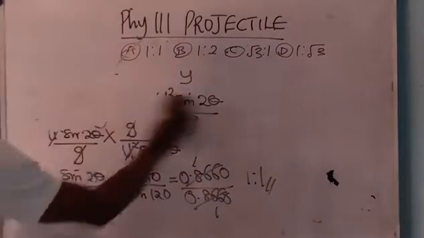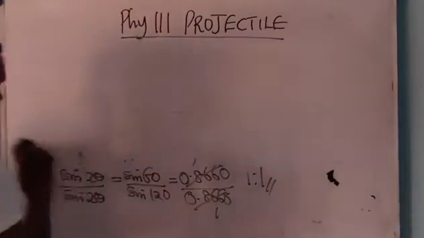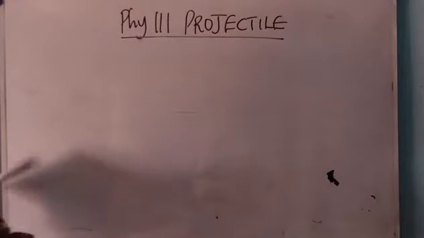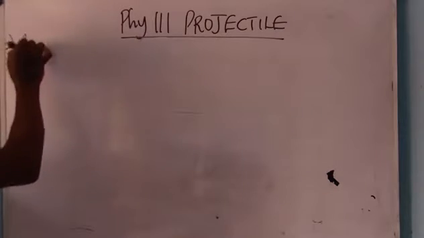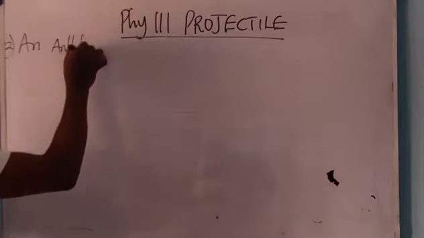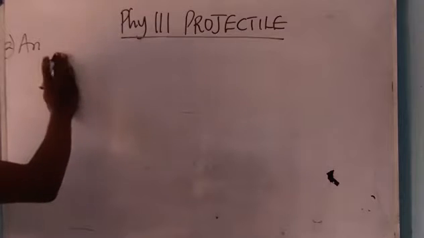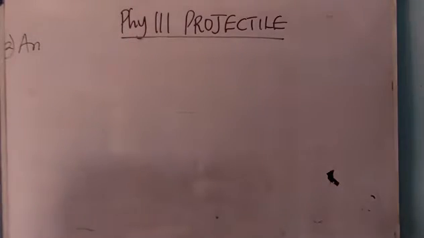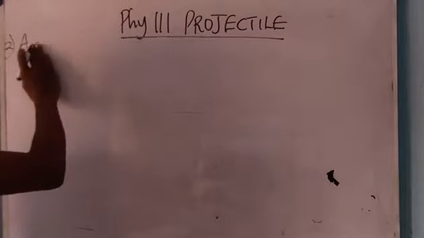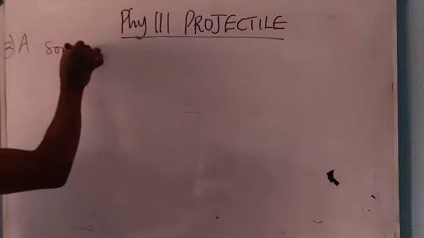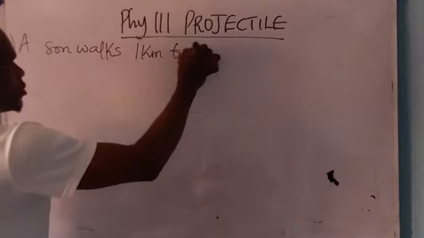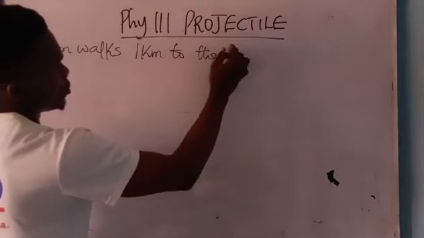Now, question number 2. Okay, number 2. How do I put it now? Okay. His son walks 1 kilometer to the west.